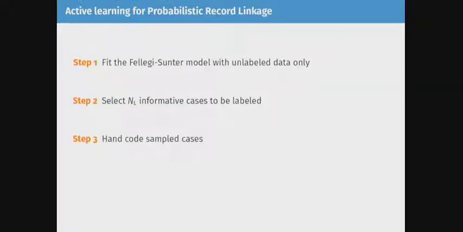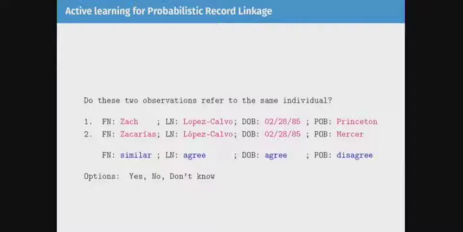Then we have sampled these 40 cases. Now we need to do the annotation. How is the annotation process going to work? We are presented with the information in common between the data sets, and then we have to make a call: is this pair of records a match or not a match?